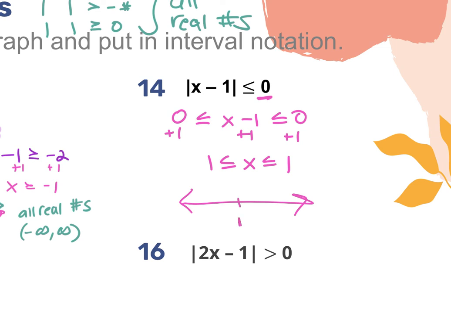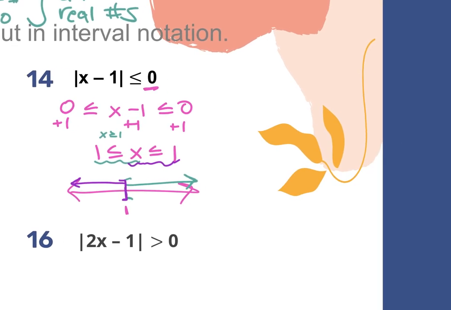Now there is only one number to put on this number line, which is the 1. The first part says x is greater than or equal to 1, so I'd get a bracket and point it to the right. The second side says x is less than or equal to 1, so I'd put a bracket on the 1 and point it to the left. But it's an and statement, so it has to overlap. Does any part of that graph overlap? Just the 1. So the 1 is the only answer that works. On a number line, it would be 1 with a solid dot on it, and in interval notation, it's the number 1 with a bracket on either side.